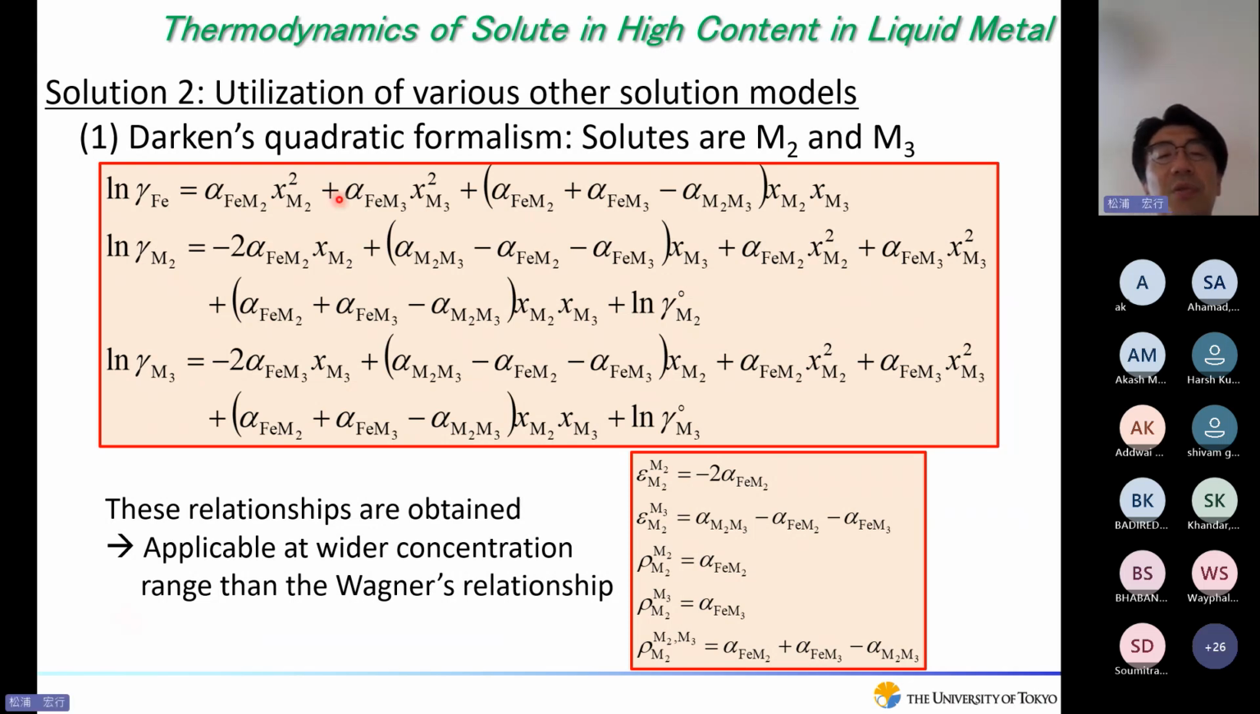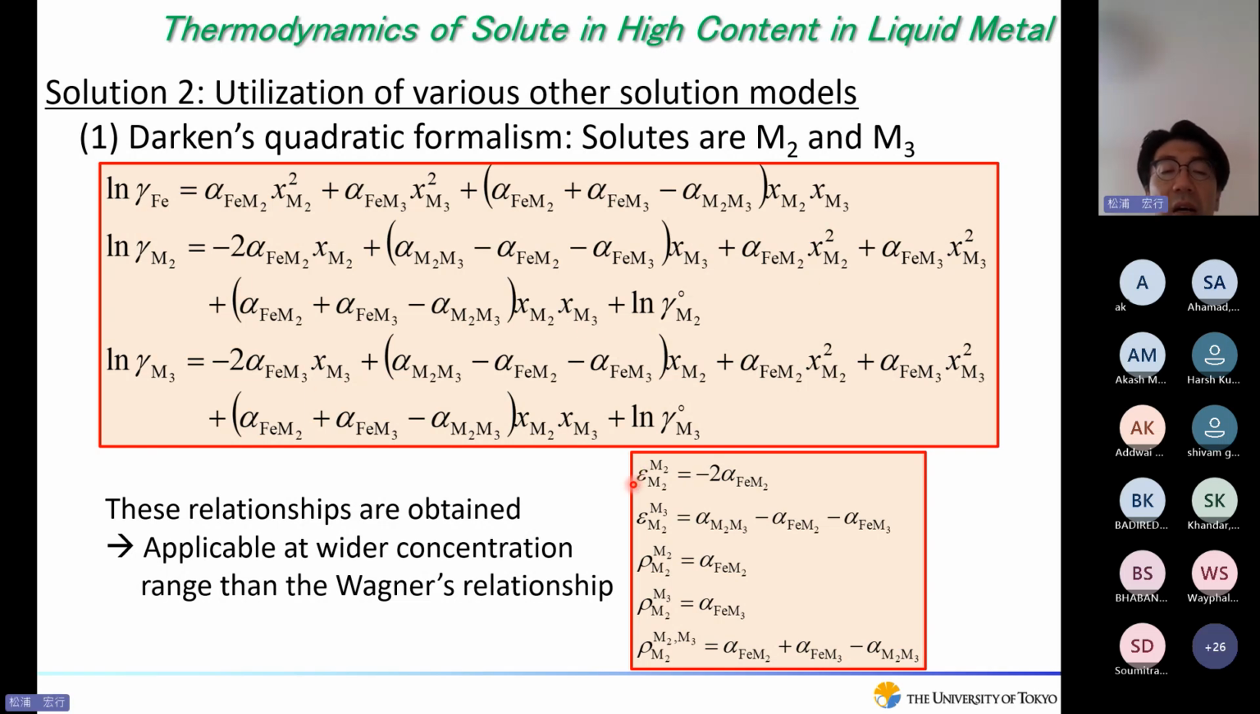The second solution is the utilization of various other solution models. So this is just an example. For example, Darken's quadratic formalism can be used. This is for the ternary system containing iron with two other elements, M2 and M3. And then it is clarified that the relations between the activity coefficients of iron, M2, M3 are expressed by these equations.